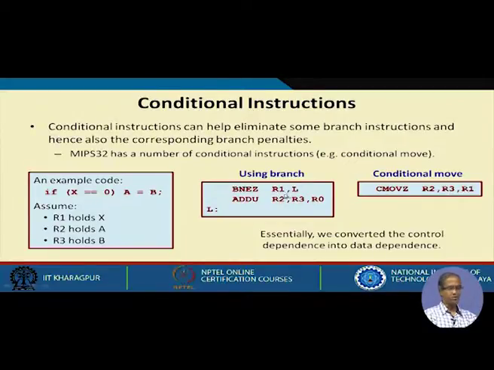So, whatever control hazards were there, you are avoiding this. Basically we are converting the control dependency into data dependency. So, MIPS in fact has a whole set of conditional instructions just for this purpose. The compiler can use it to advantage and eliminate many branch instructions.